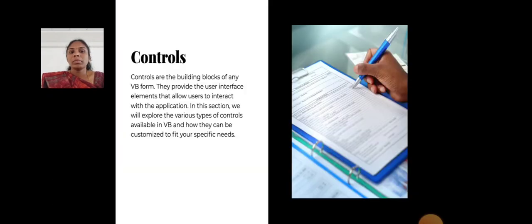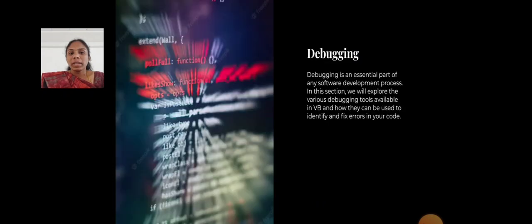Controls. Controls are the building blocks of any VB form. They provide the user interface elements that allow users to interact with the application. In this section, we will explore the various types of controls available in VB and how they can be customized to fit your specific needs.